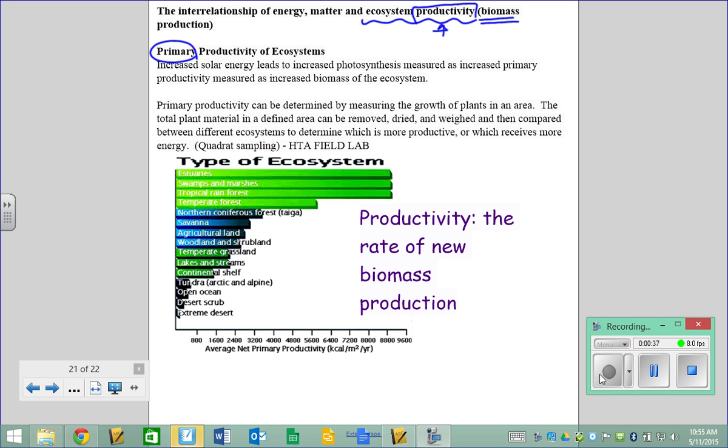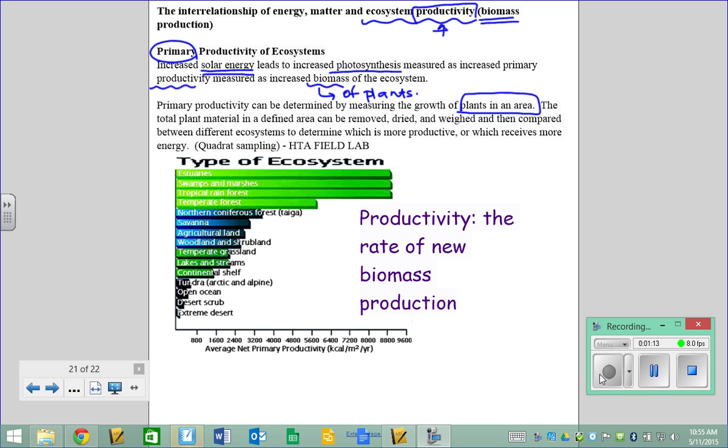Primary productivity depends on solar energy. We know that plants require the sun for photosynthesis, so increased solar energy will lead to increased photosynthesis. If there is more photosynthesis, we will have higher productivity. In other words, we will be able to measure the biomass of plants, and that will help us determine how much photosynthesis occurred, and that will be our measure of productivity. So we are going to determine primary productivity by measuring the growth of plants in an area.